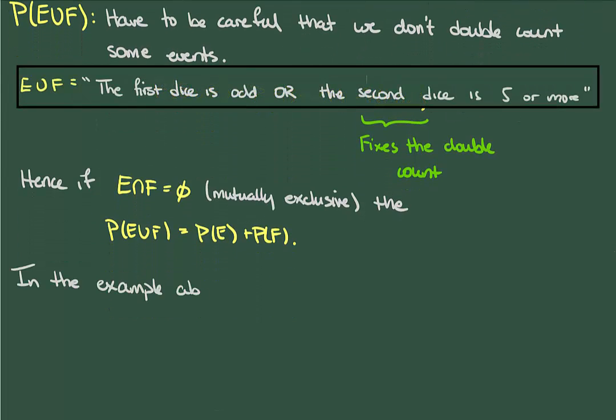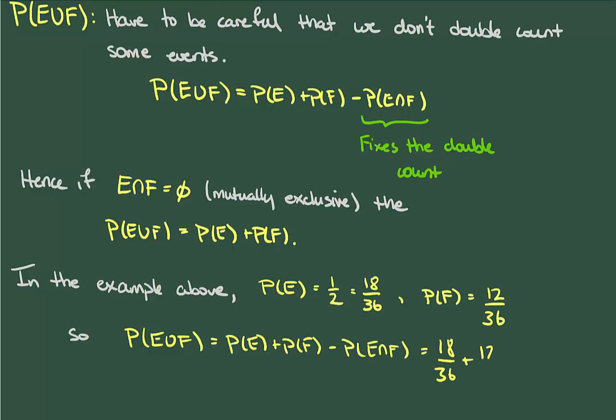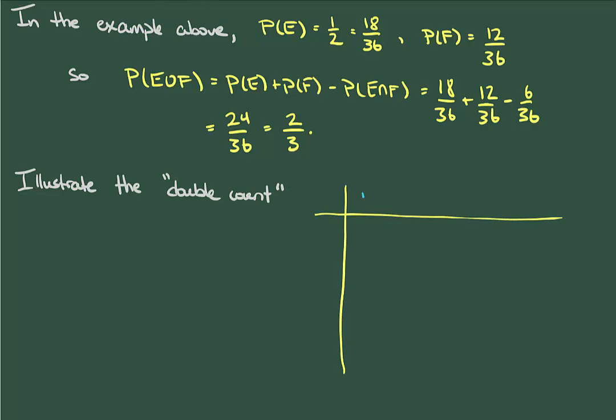Okay, so returning to the example above, we know that the probability of E is 18/36 and the probability of F is 12/36. We also computed the probability of the intersection just a second ago, and if we combine all of this information, it gives us the probability of the union, which we can work out to 2/3. Okay, so this is a great example to actually illustrate what I mean by this double counting problem.